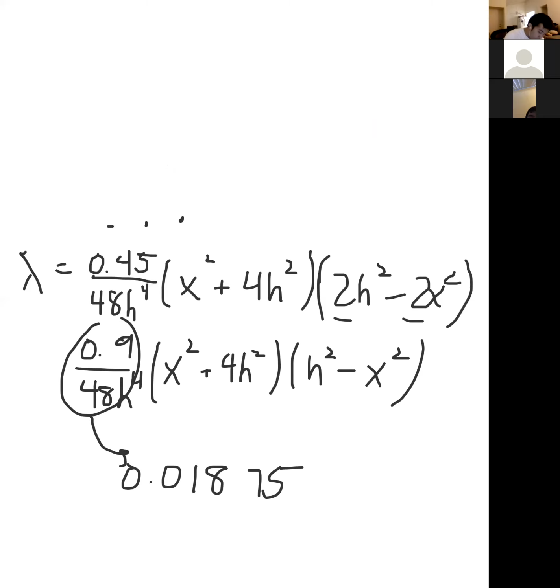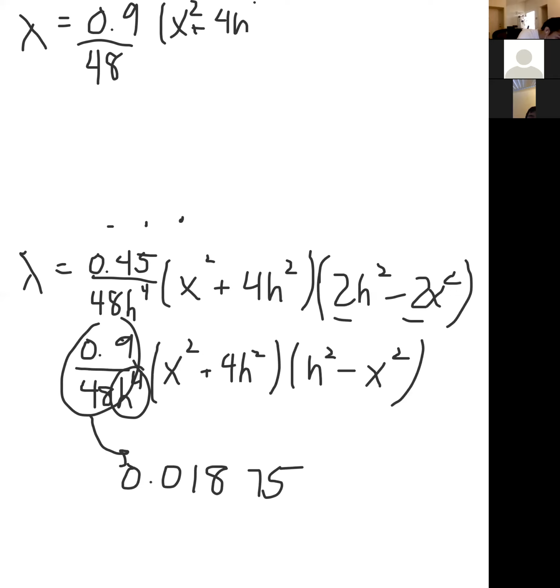Okay, so going based off that equation there. Since we don't have x, what I wanted you guys to do was put this in terms of h over x. We have this h to the fourth that's floating out here, so let's distribute that through. We have lambda is equal to 0.9 divided by 48 times x squared plus 4h squared divided by h squared times h squared minus x squared all over h squared.